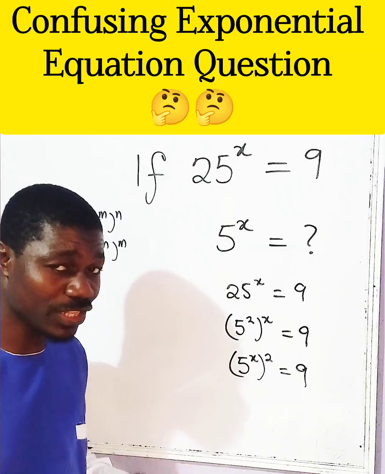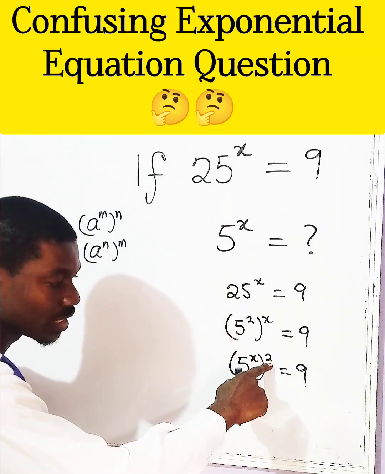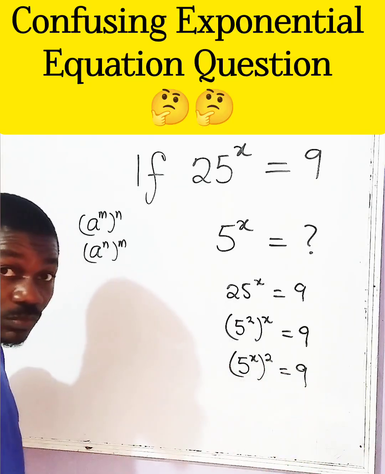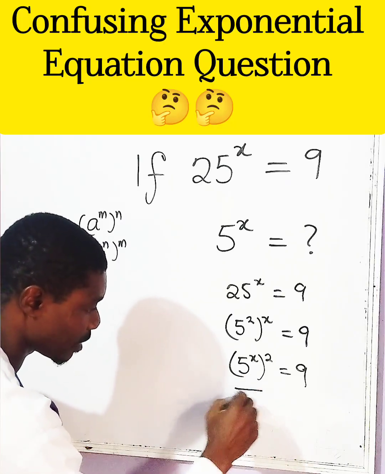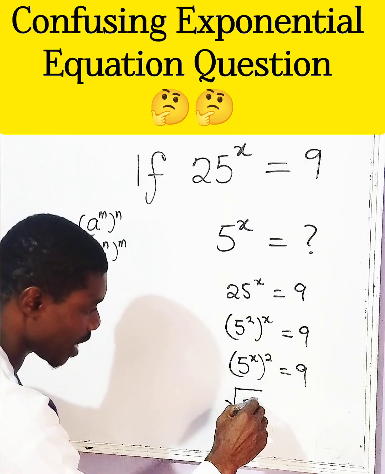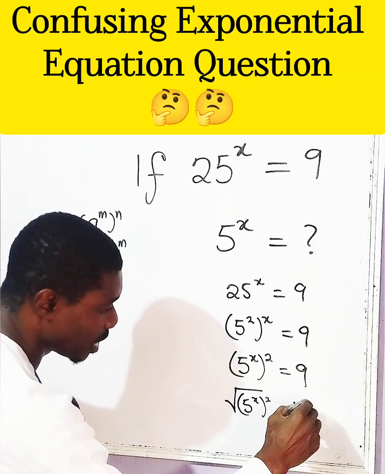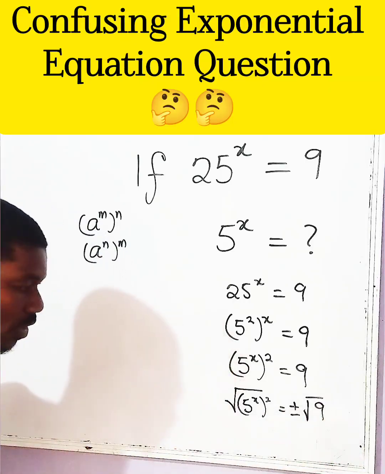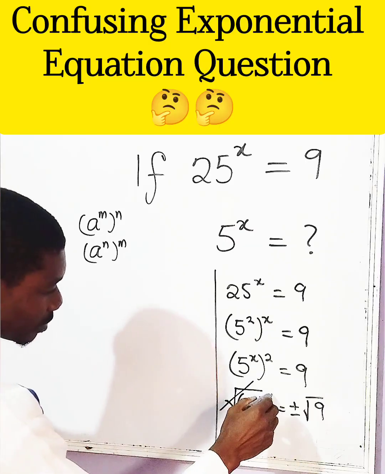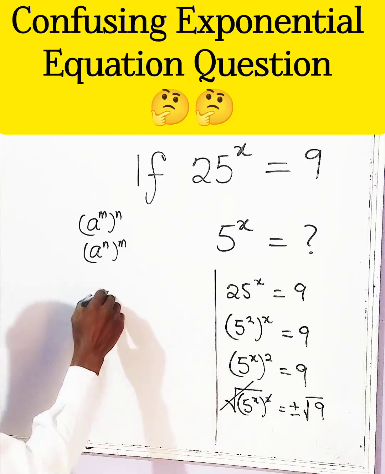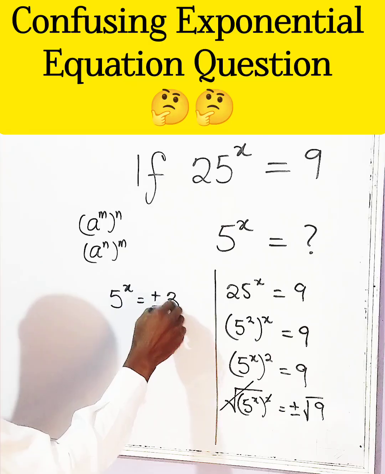Now here is where the controversy begins. For us to clear off this power 2, we need to square root both sides. By square rooting both sides, we have the square root of 5 raised to x all raised to 2, which gives us plus or minus the square root of 9. The square root clears off the 2, so here we have 5 raised to x equals plus or minus 3.